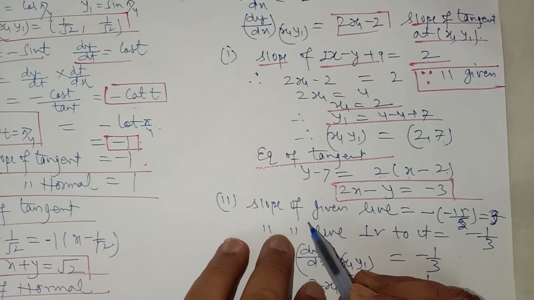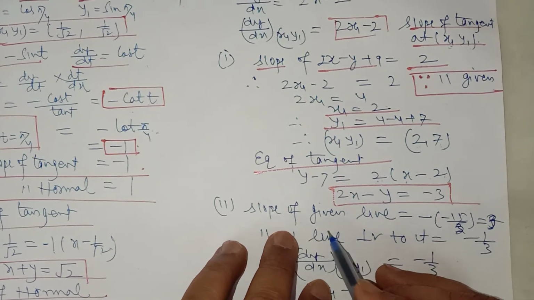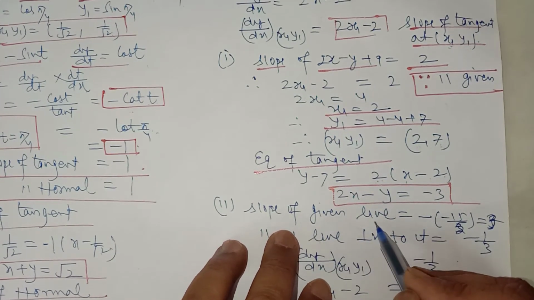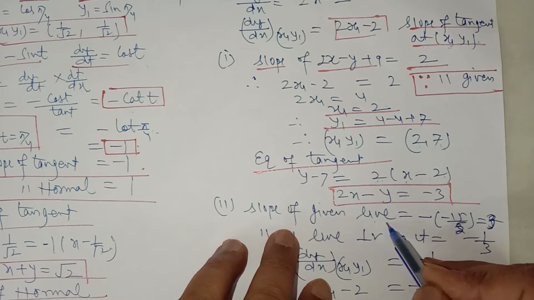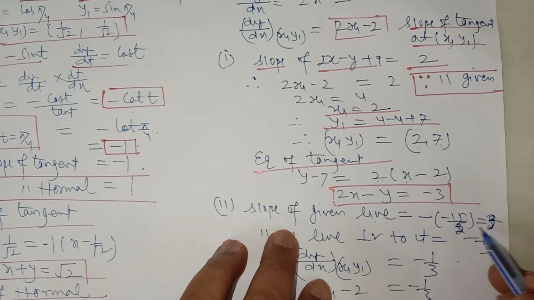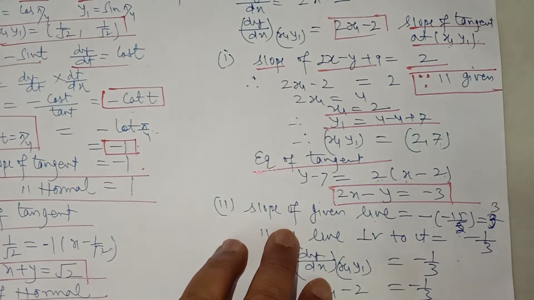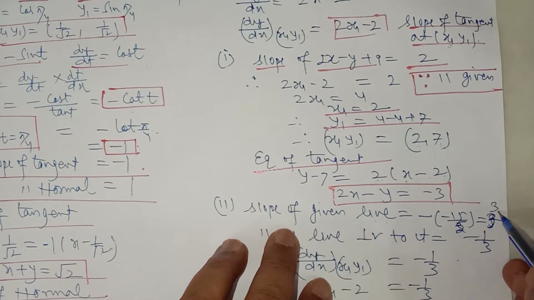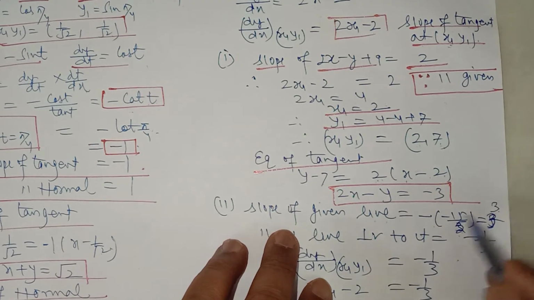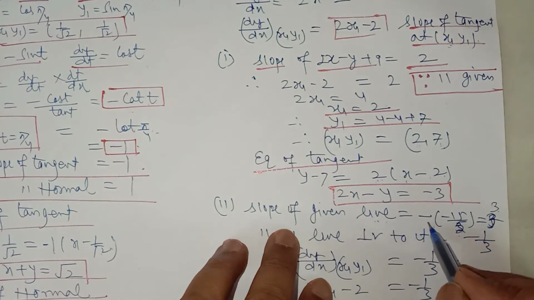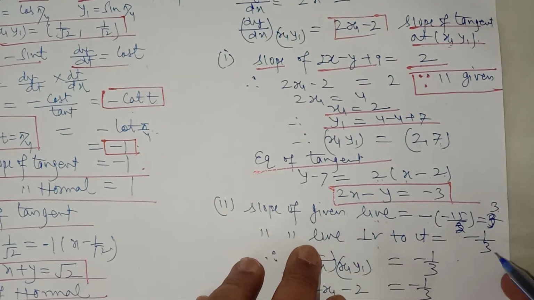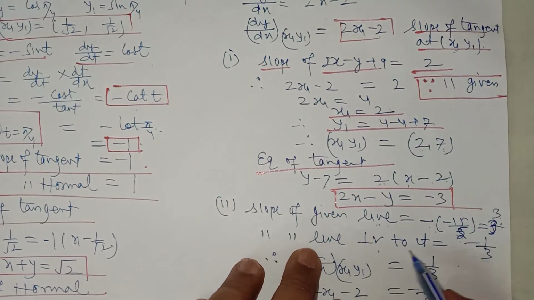In the second part of this, it is given that the tangent is perpendicular to the given line. The slope of the given line is minus a upon b, which is equal to 3, minus 15 upon 5, 3. Because the tangent is perpendicular to this line, the slope of the tangent will be minus 1 upon 3, the negative reciprocal of this. You have to find the equation of the tangent which is perpendicular to this line.